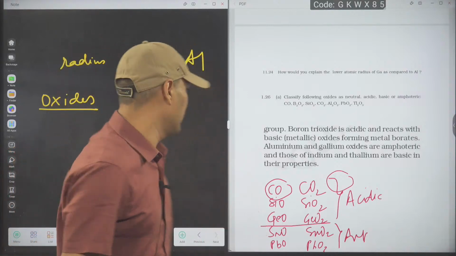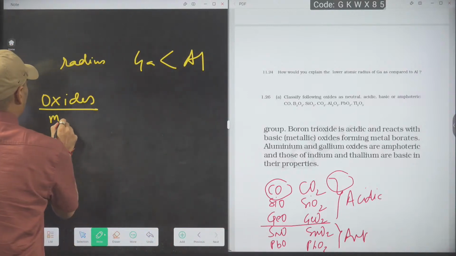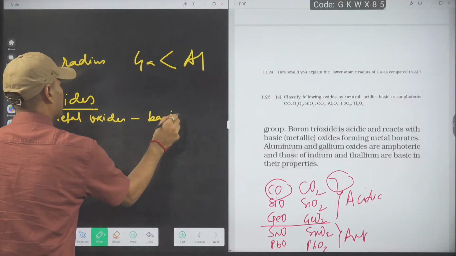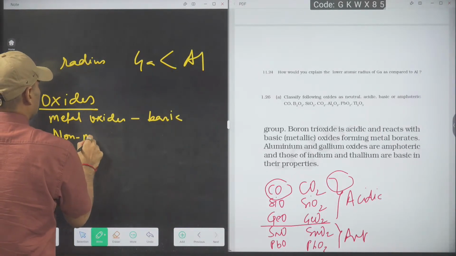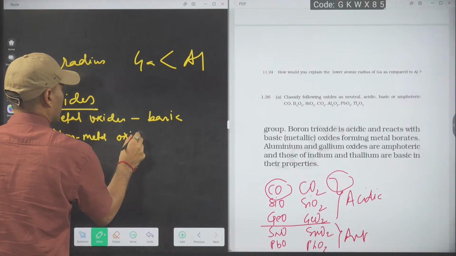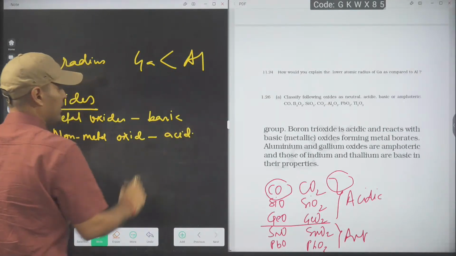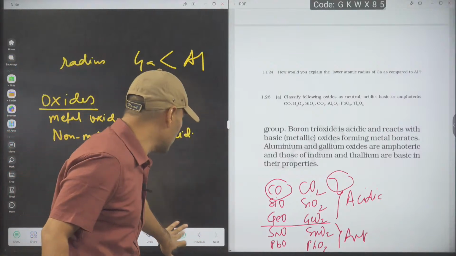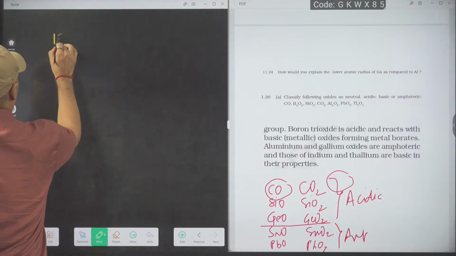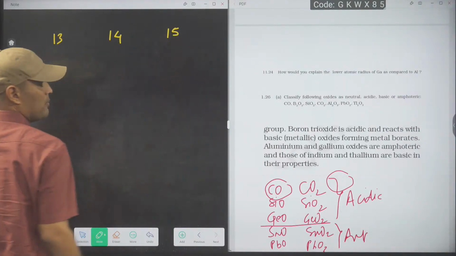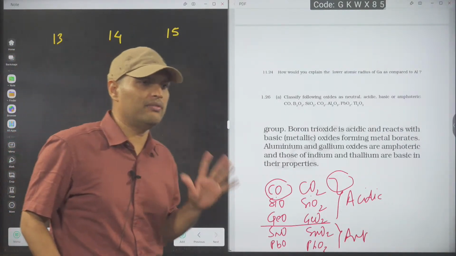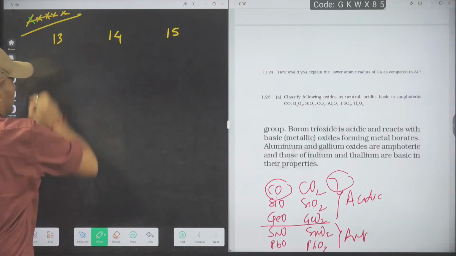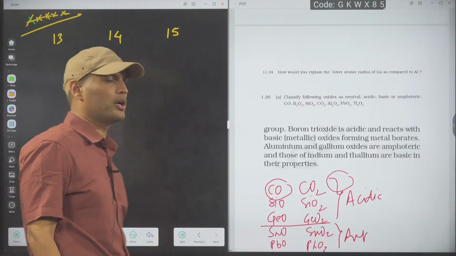Now you know that metal oxides are basic, non-metal oxides are acidic, okay? So these things we know. So in group 13, 14, 15 you should remember, because from 16 onwards all are acidic. The oxides part is very, very important.